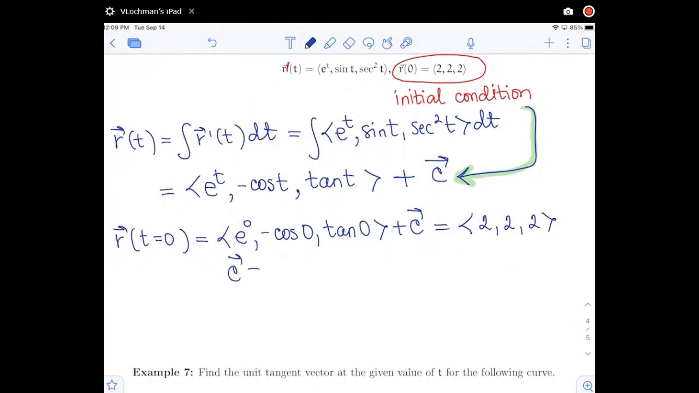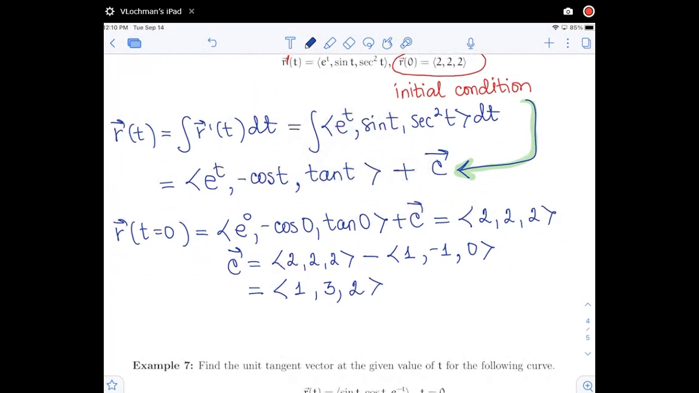Unknown vector c is the difference between these two vectors, right? So e to the 0, that's 1. Cosine of 0 is 1, so negative cosine of 0 is negative 1, and tangent of 0 is 0. So what is our vector c? 2 minus 1 is 1, 2 plus 1 is 3, and 2 minus 0 is 2. 1, 3, 2.